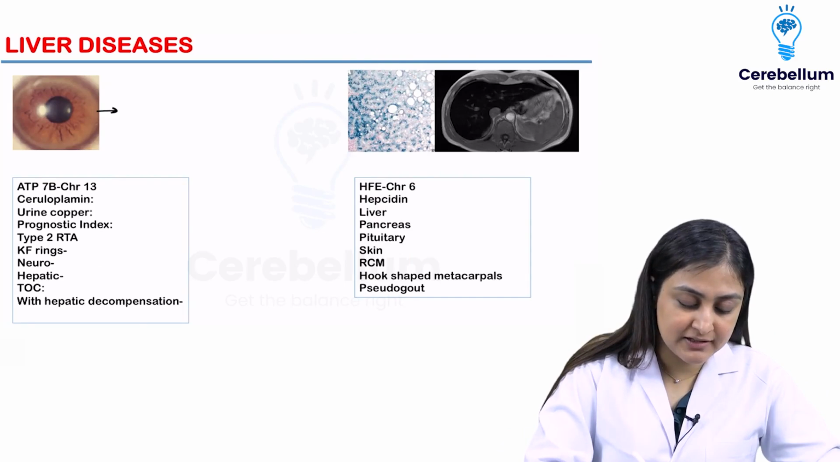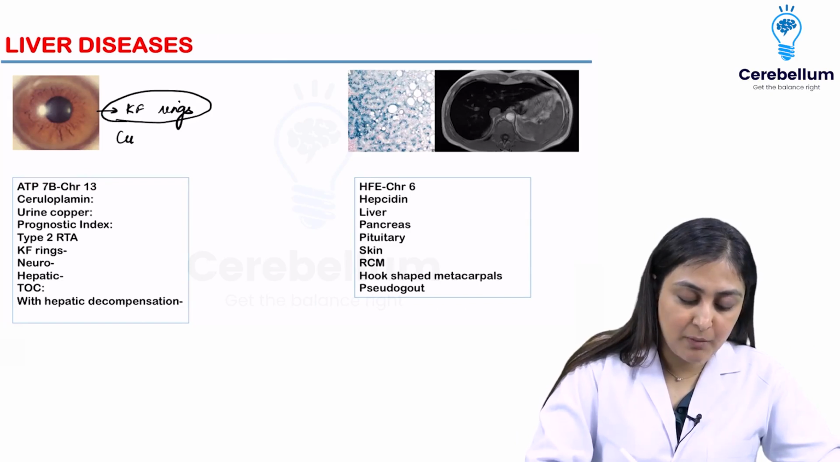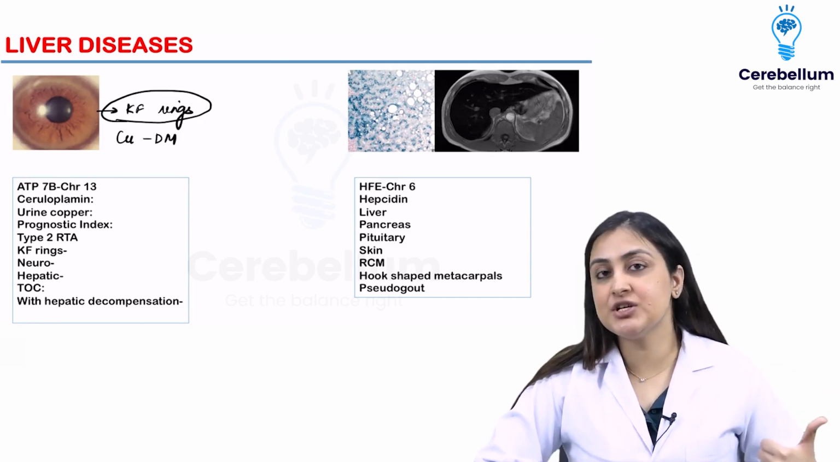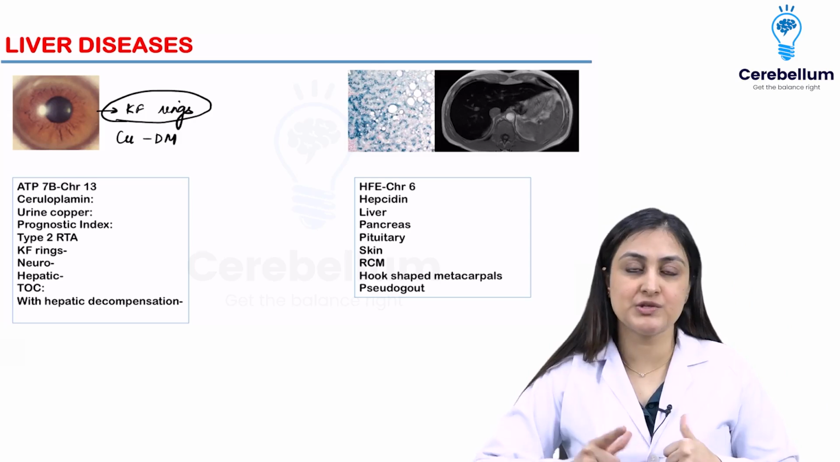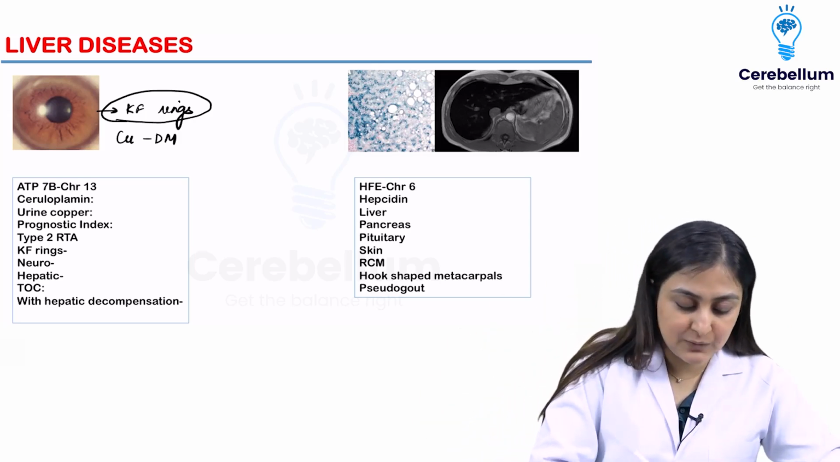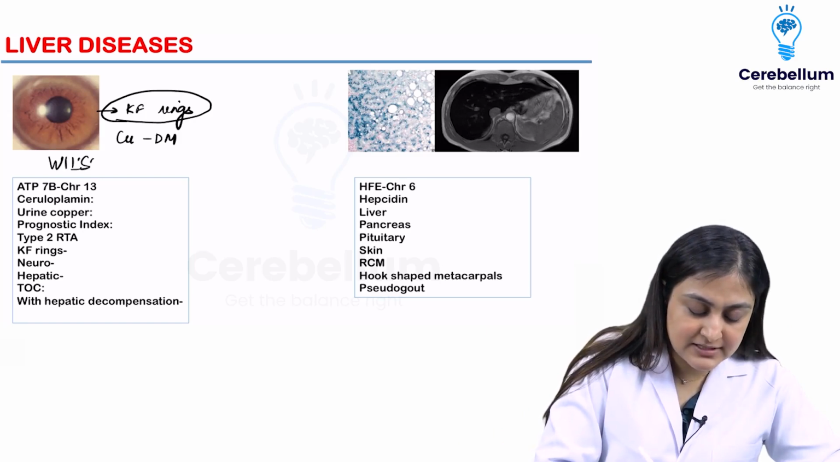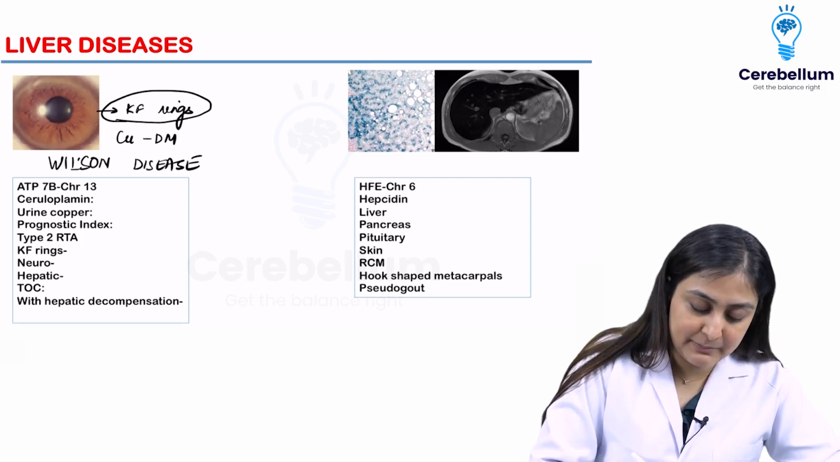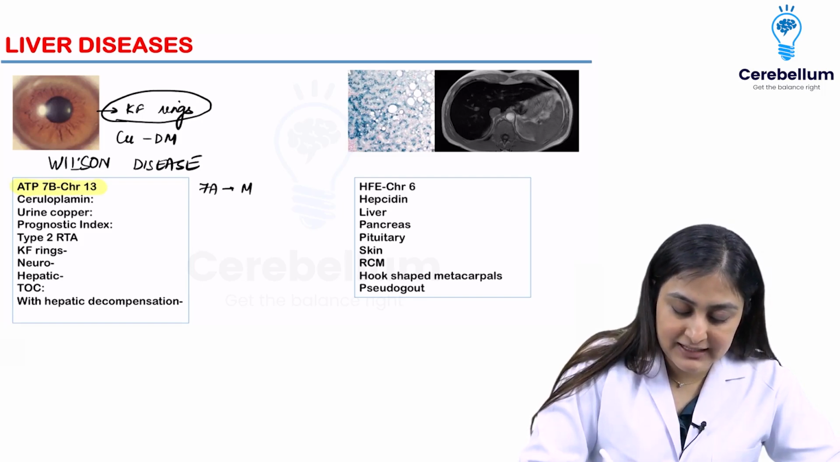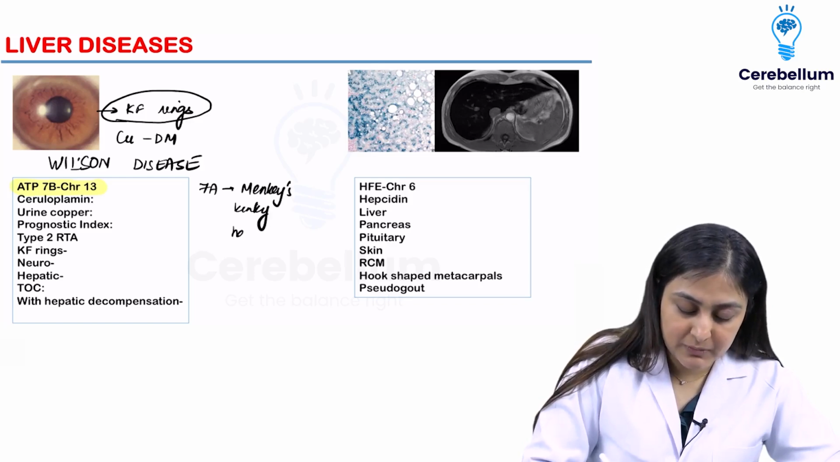So what you are seeing here are the KF rings. We have seen them in ophthal. What is this? This is copper deposition in the Descemet's membrane versus Fleischer rings, which we had seen in keratoconus, which is iron deposition in the epithelium. So this is KF rings, and what you are considering is Wilson's disease. So remember, in Wilson's disease, the mutation is in ATP7B on chromosome 13 versus ATP7A in Menkes kinky hair. Okay, so this is what you want to remember here.